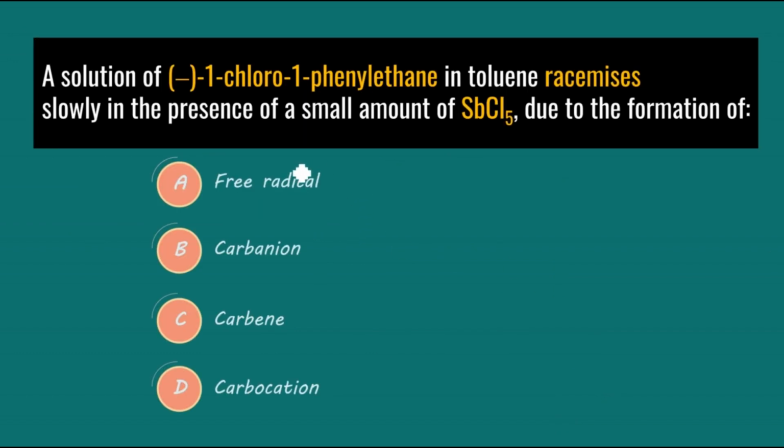This question was asked in JEE Main 2018. The solution of 1-chloro-1-phenyl ethane in toluene racemizes slowly in the presence of a small amount of tin chloride, due to the formation of... The question is so big, I don't know what tin chloride is, but this is a very simple question. They just mention it is undergoing racemization. SN1 undergoes racemization, so a racemic mixture is formed.